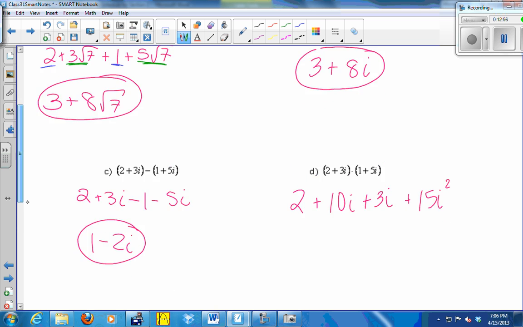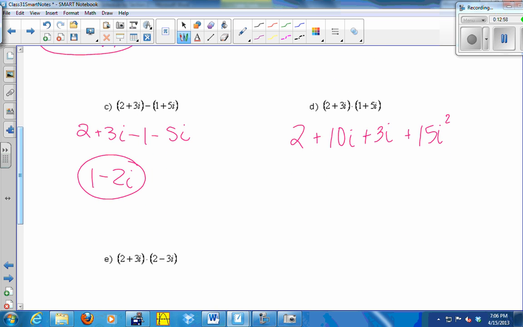Now I just have to remember that i squared is really -1. So this says 2 plus 13i minus 15. So I have -13 plus 13i.